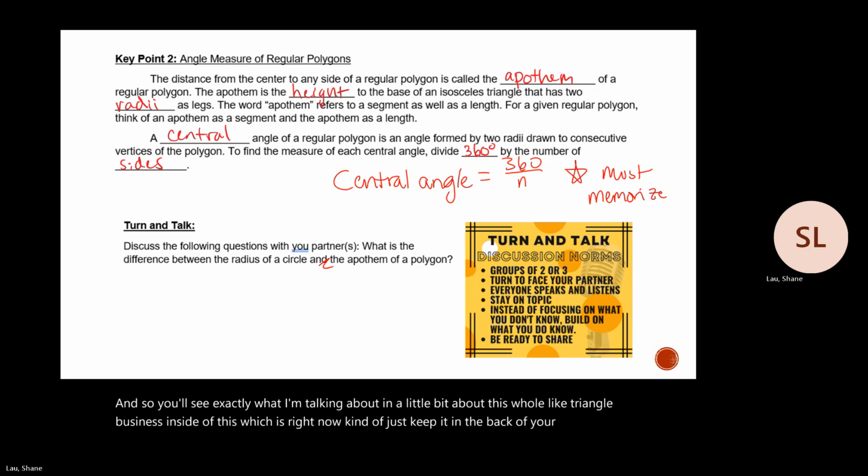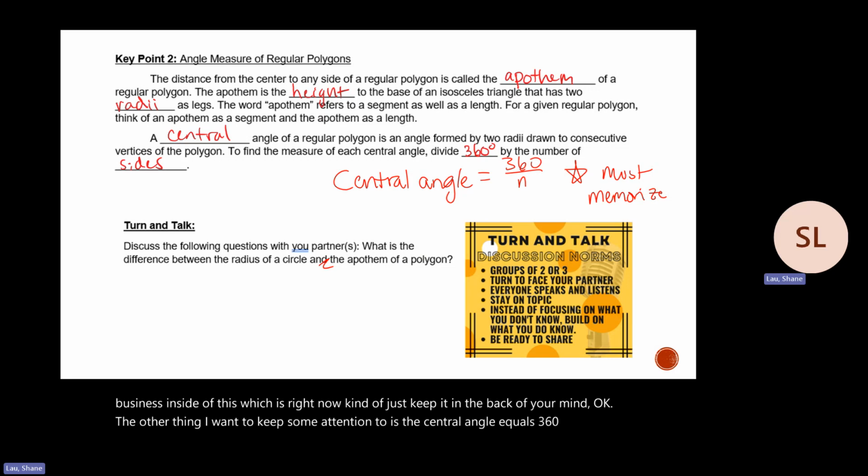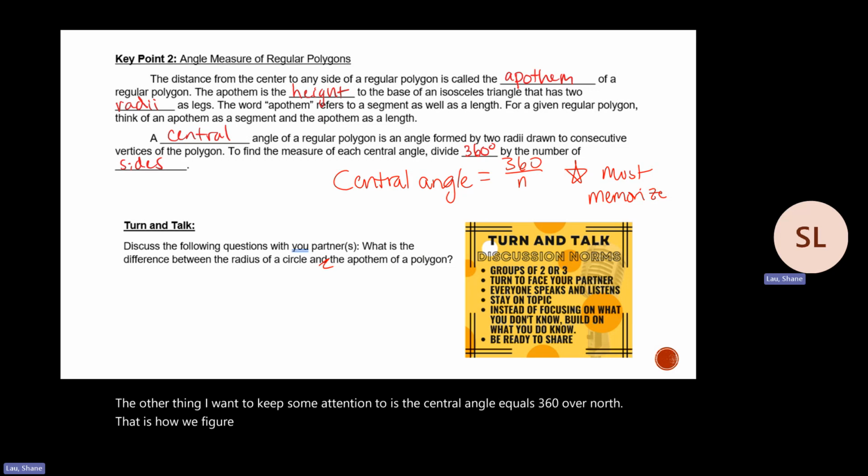Okay. The other thing I want to pay attention to is the central angle equals 360 over n. That is how we figure out what the central angle is. And we must memorize that because otherwise we will not be able to get those points there. We must memorize this.